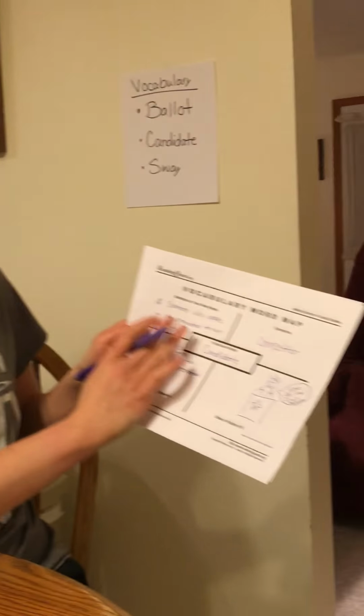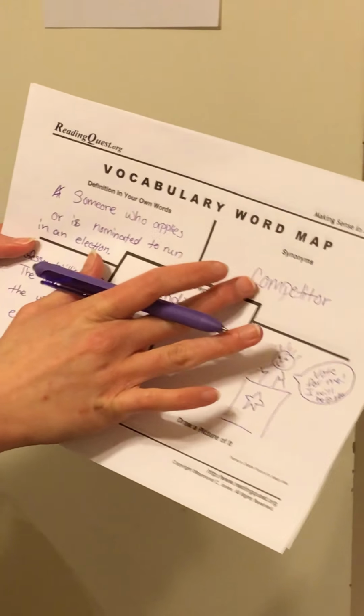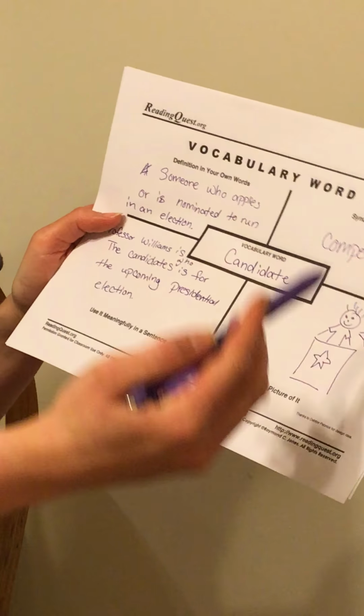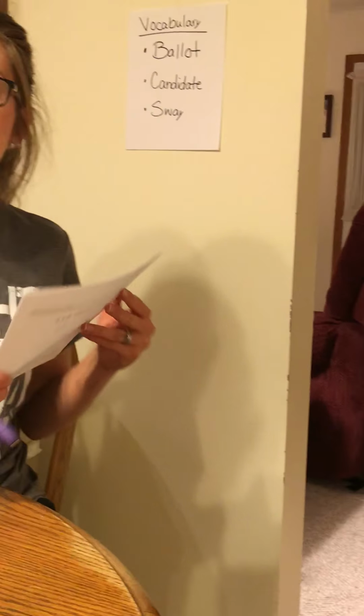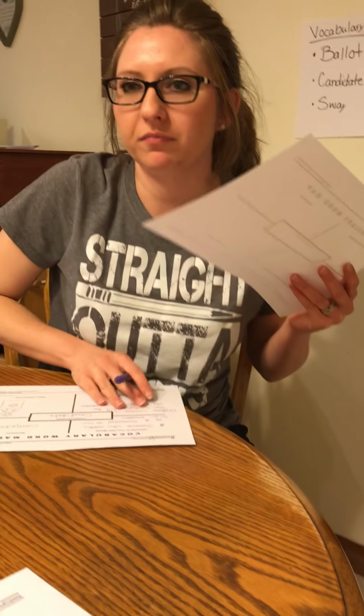Okay, like I said, this is just real quick. But we have our definition in our own words, our synonym, our sentence using it meaningfully, and we have a drawing of it. So here's the picture that represents candidate. Good job. We have one more word.